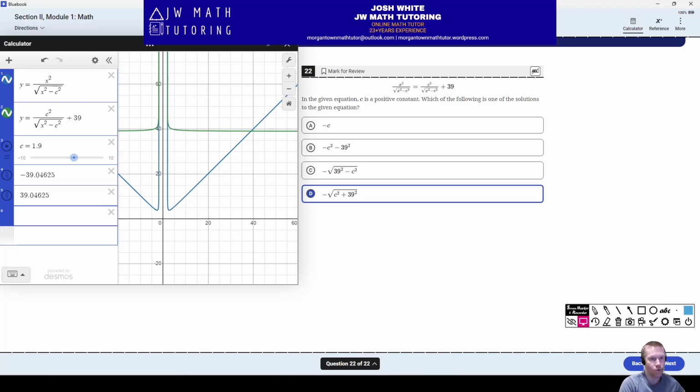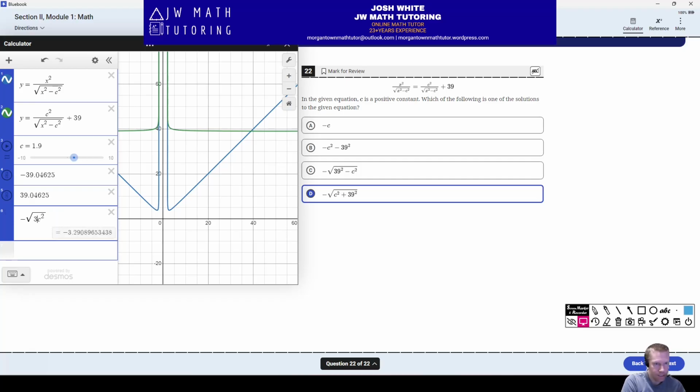So now what we do is we go through and check each answer choice and see which answer choice equals one of those two numbers. So A, does that equal it? Nope. Does B equal that? Nope. All right, let's go to C. 39 squared minus c squared. No, kind of close, but no, it's not the exact same number. That's what we're looking for.